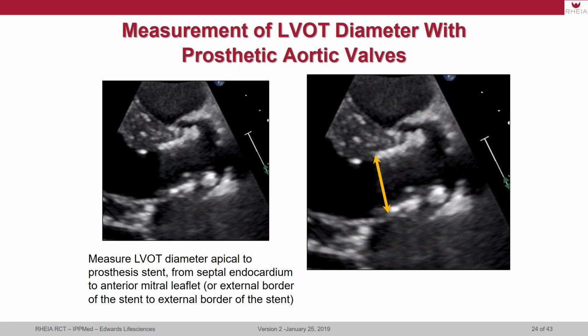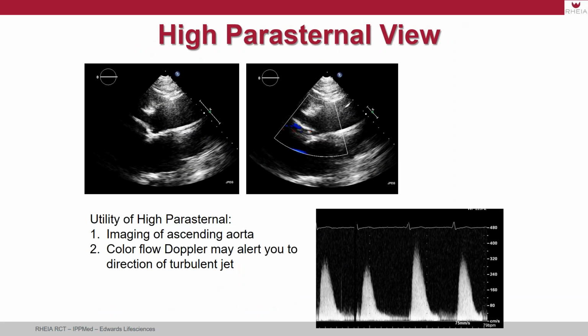For the measurement after aortic valve replacement, this is again just to illustrate how we do it, and you may probably do the same in your lab. We measure the LVOT diameter from the external border of the stent to the external border of the stent to calculate the stroke volume and valve area by the continuity equation. This is how we typically do it. So again, a good video clip focused on the prosthetic valve and LVOT is critical.